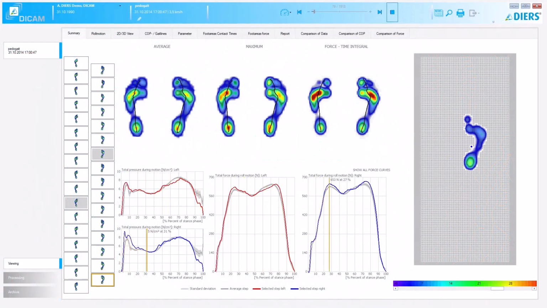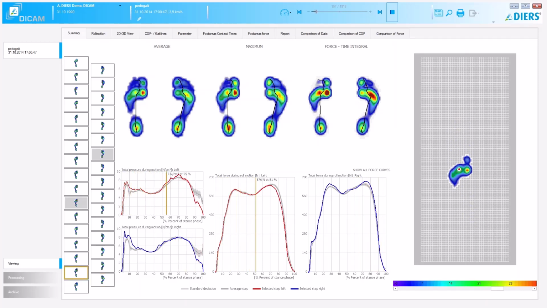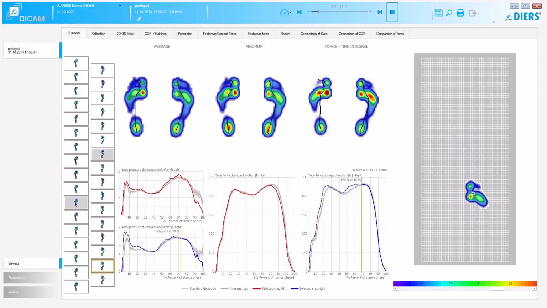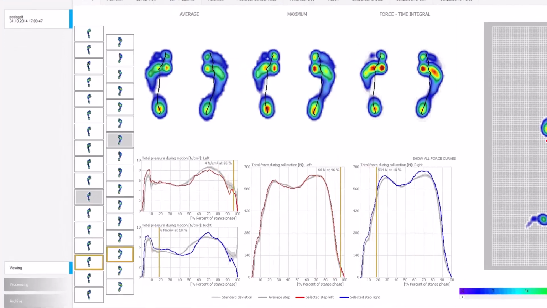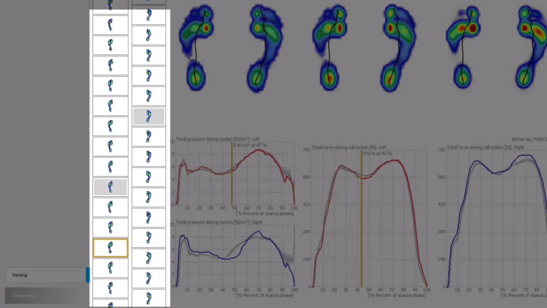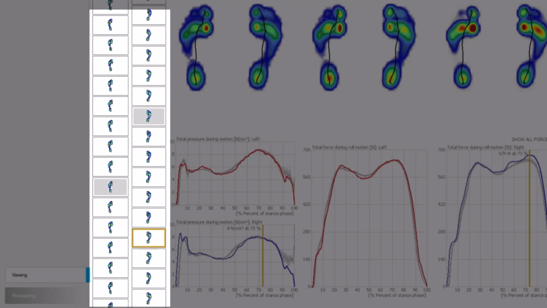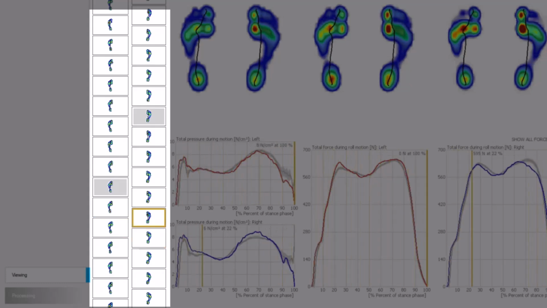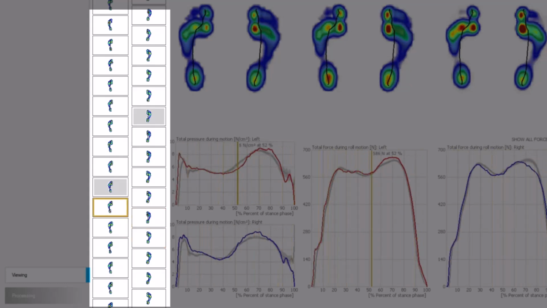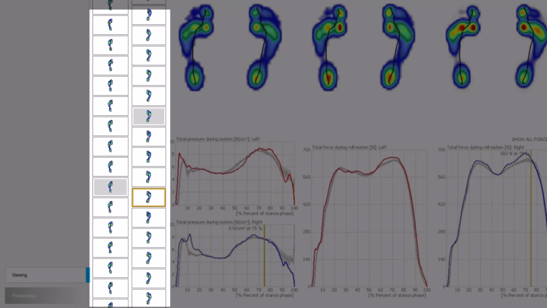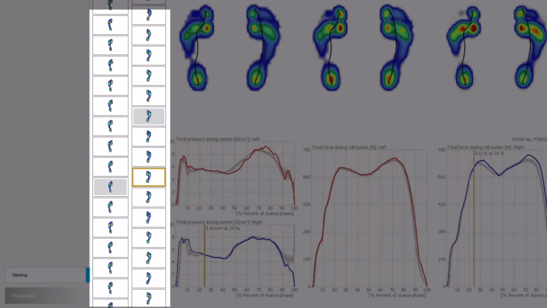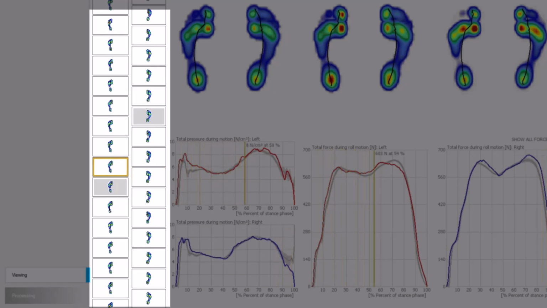As in all other modalities, the Summary Results tab is used for a detailed overview of the recording result. On the left side of the user interface, all recorded stance phases are initially displayed. Depending on the number of recorded steps, the display is larger or smaller. The stance phase highlighted in gray shows the respective side-related average step.